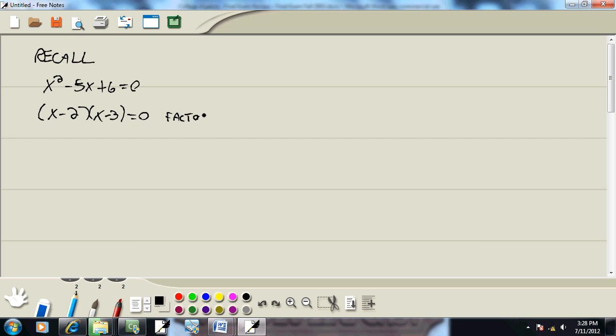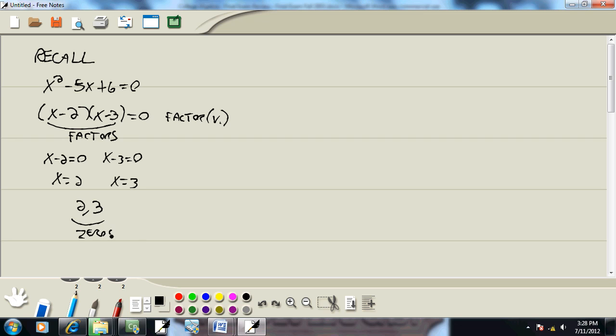And these are called factors. You then set each factor equal to 0. Set x minus 2 equal to 0 and x minus 3 equal to 0, and solve these. And you get x equals 2 and you get x equals 3. And 2 and 3 would be called our answers, of course, but they would also be called our zeros, and another less commonly used term is roots.